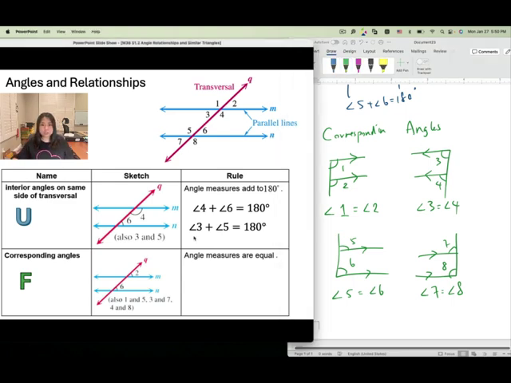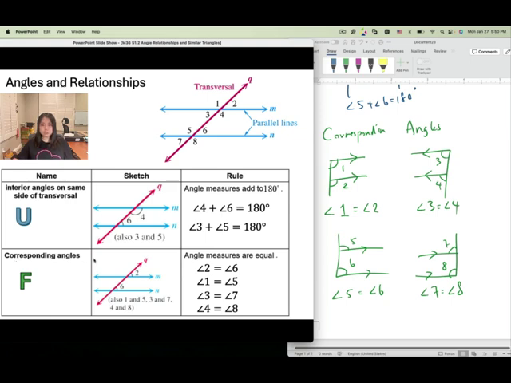Okay, go back to this example. We do have the F here. This is the F upside down, and angle 2 will be equal to angle 6. And also, this way, angle 5 will be equal to angle 1. And here, the F here, angle 4 will be equal to angle 8. And also angle 3 will be equal to angle 7. And the reason will be corresponding angles.